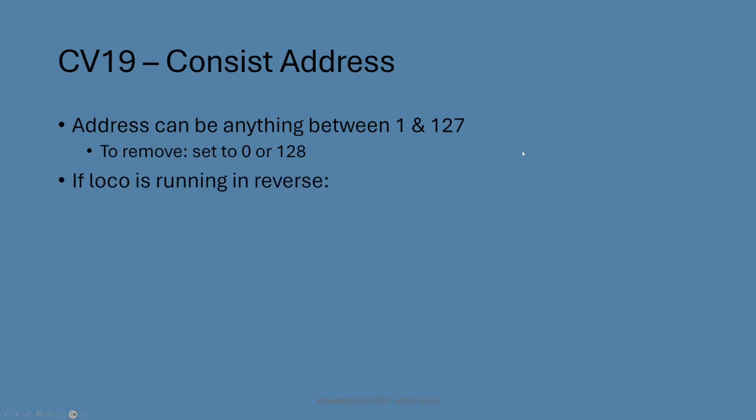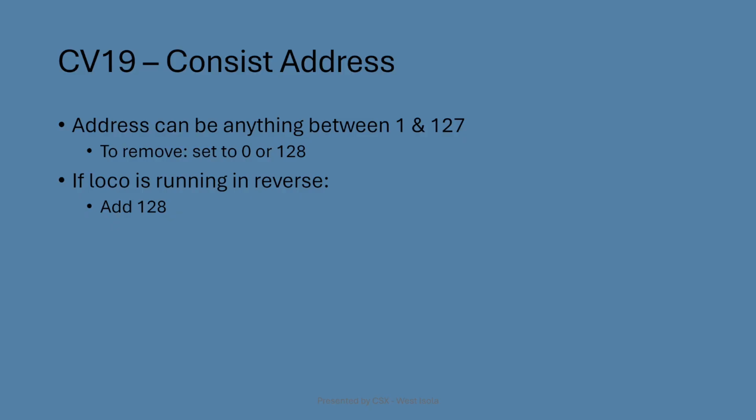If you've got a loco that's running in reverse in your consist, you have to tell it that it's running in reverse, and you do it by adding 128 to the consist address. So this is why I say keep it simple. If you've given your consist an address of 1, then if a loco was running in reverse, CV19 of that loco would be set to 129. If you've set your consist address to be 10, then for a loco running in reverse in the consist, you set it to 138. And that's it.